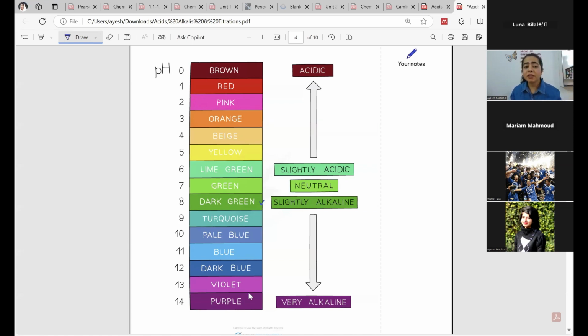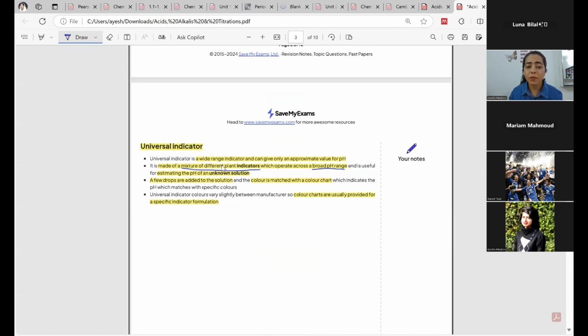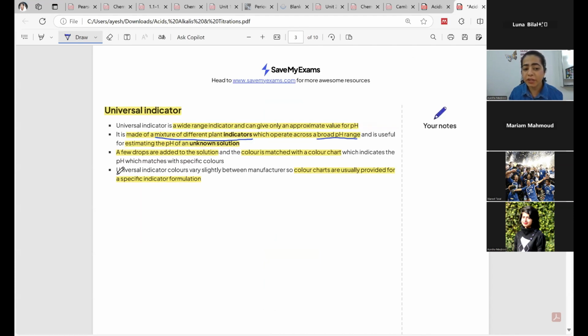Okay. And this chart is not the same for all the companies. Let's say some companies are making this universal indicator paper. Their color scheme can be a little different as well, depending upon what material they're using to make the paper. So for this reason, whatever indicator paper you are using, the manufacturer always provides you the color chart.